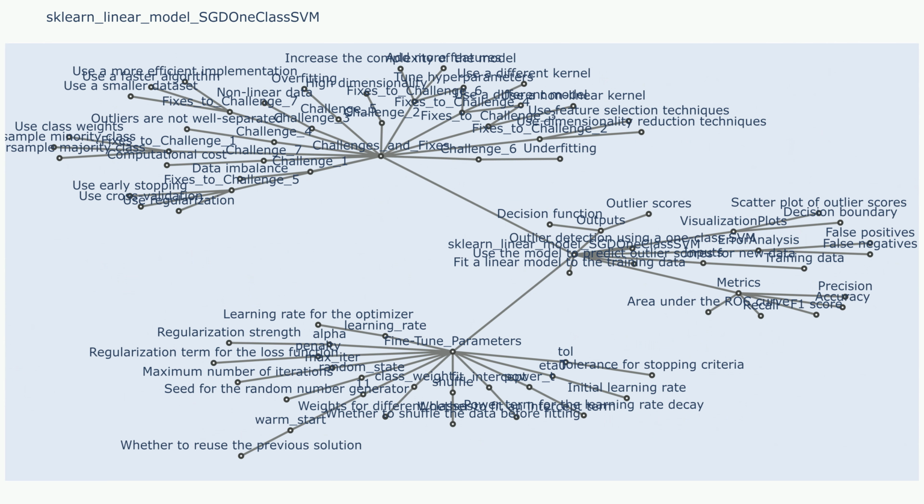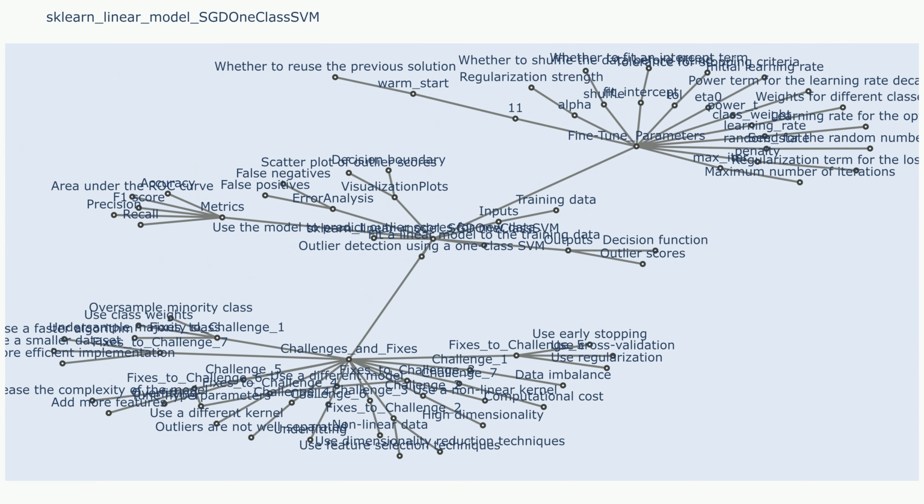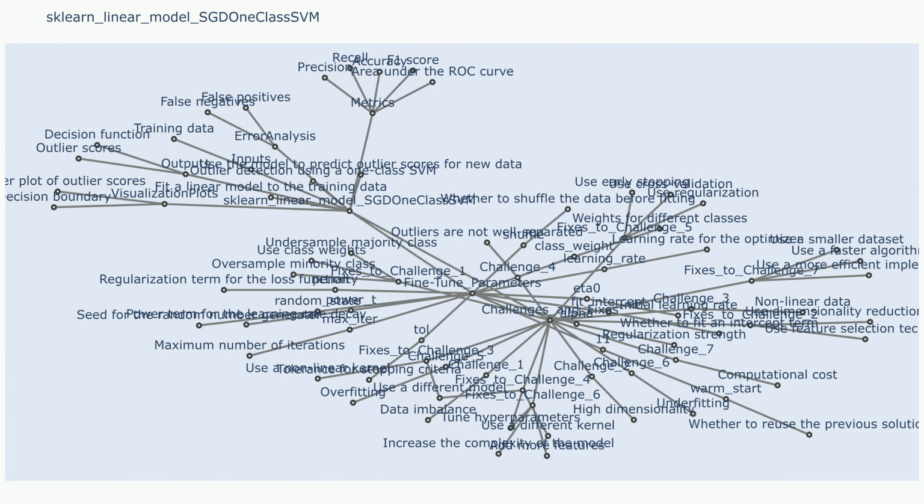Challenge 3: sensitivity to the choice of parameters. Sample use case that resulted in challenge 3: the performance of the model can be highly sensitive to the choice of parameters, such as penalty, alpha, and max_iter. Fixes to challenge 3. Use grid search or other hyperparameter optimization techniques to find the best set of parameters for the given data. Perform cross-validation to evaluate the model's performance on unseen data and ensure robustness.